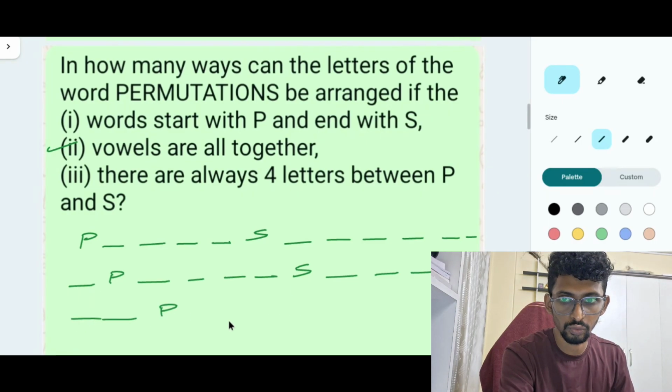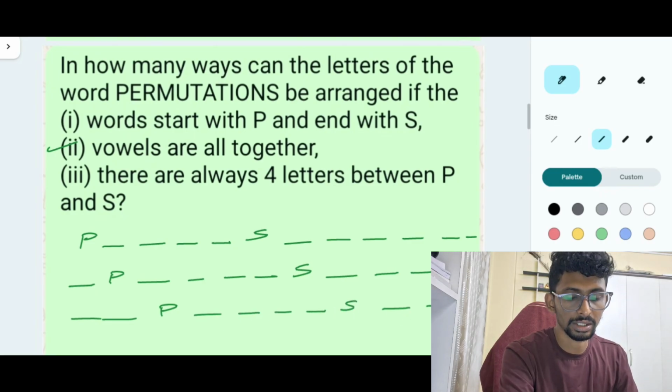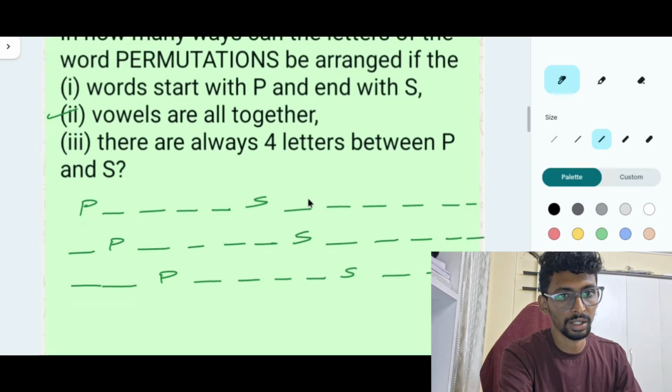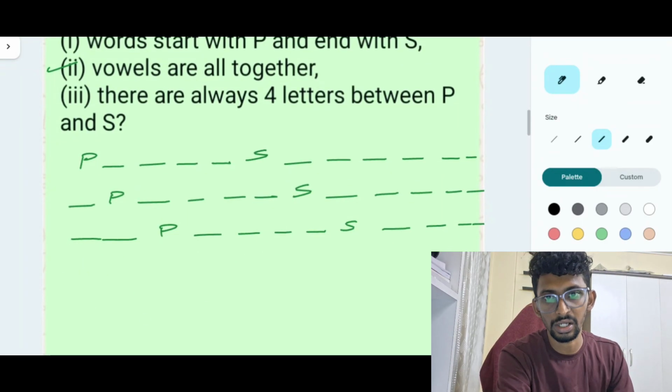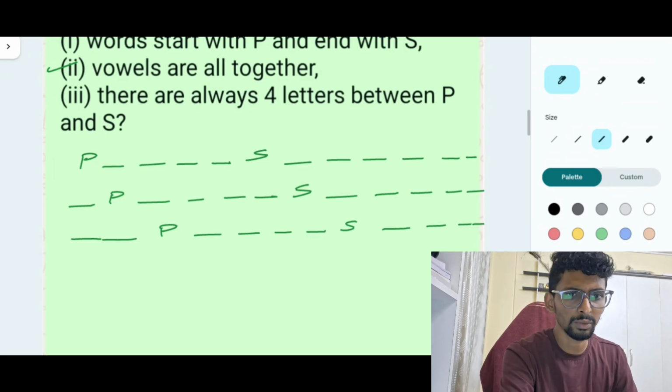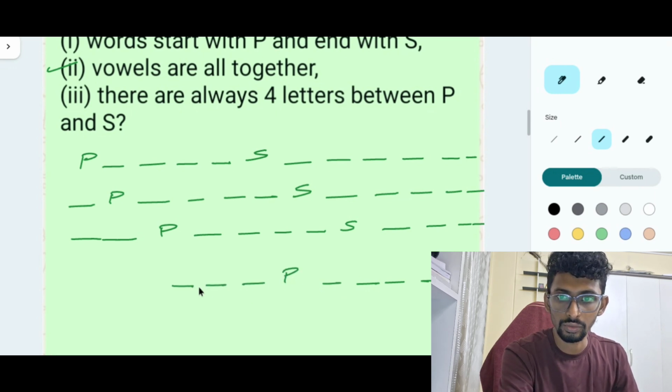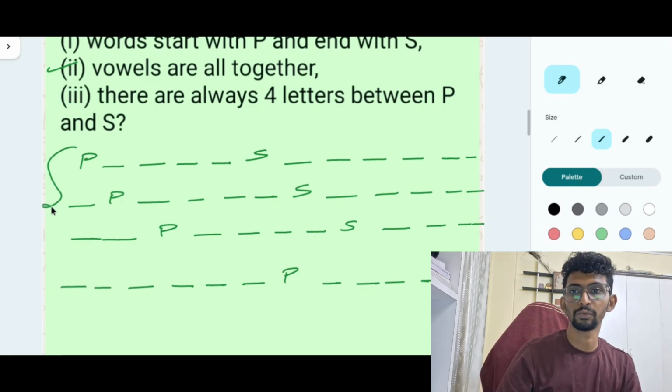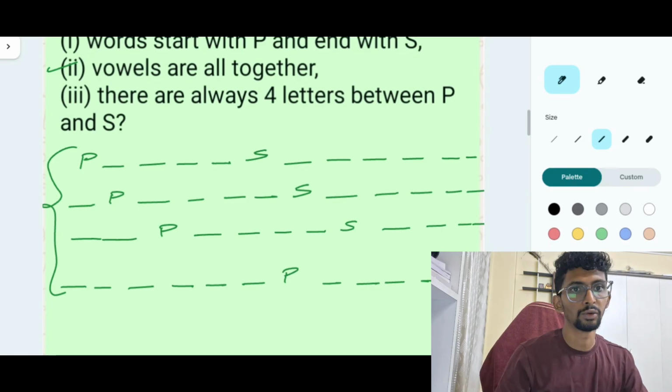Similarly, 1, 2 gap, then P, then 1, 2, 3, 4, then S, then 1, 2, 3, 4. If you do it this way, in total you will get 7 such arrangements. The last one will be something like this: S, 1, 2, 3, 4, then P, then the rest up to 12. So in total, if you do in this pattern, you will get 7 arrangements.